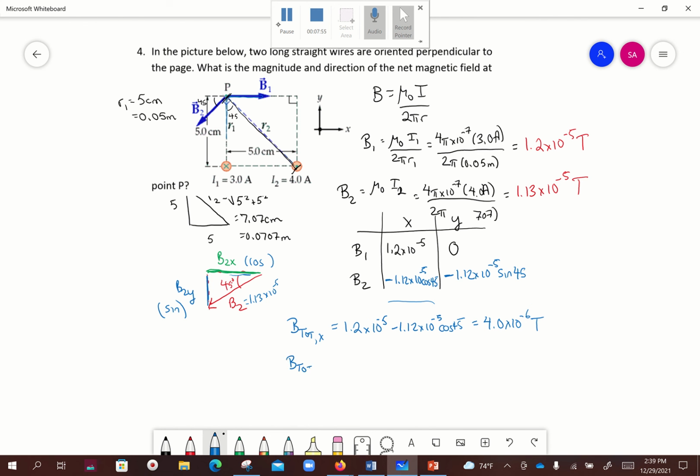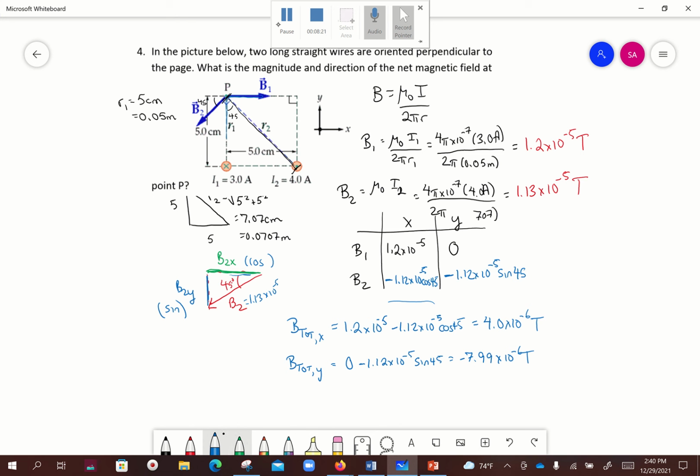How about in the y direction? Now I'm going to add up those two numbers. So 0 minus 1.13 times 10 to the minus 5 sine of 45. So I get minus 7.99, so basically minus 8 times 10 to the minus 6 Tesla. Okay, so those are my components. We're asked to find the magnitude and the direction.